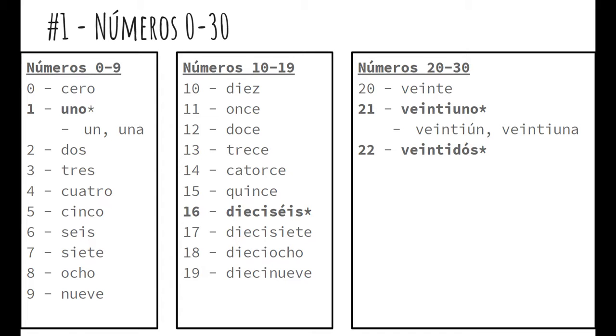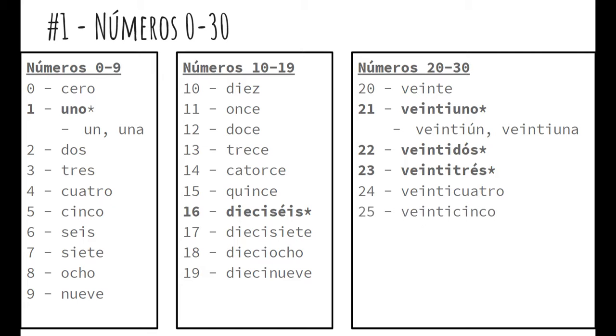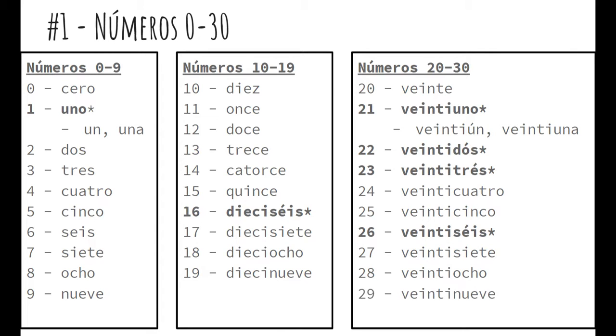And then we have 22. We have an accent there. 23 with an accent. 24 with an accent. 25 with an accent. 26. Sorry, 24 without an accent. 25 without an accent. Lo siento. 26 with an accent. 27 without an accent. 28, 29, and 30 is treinta.